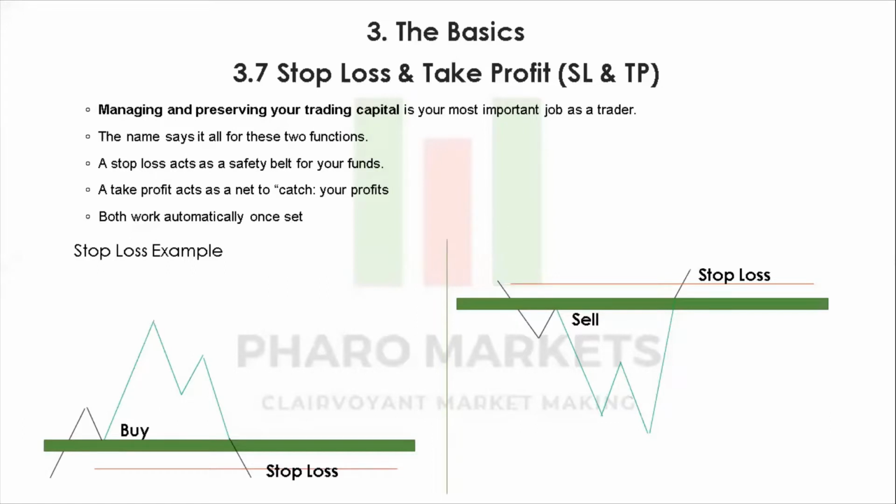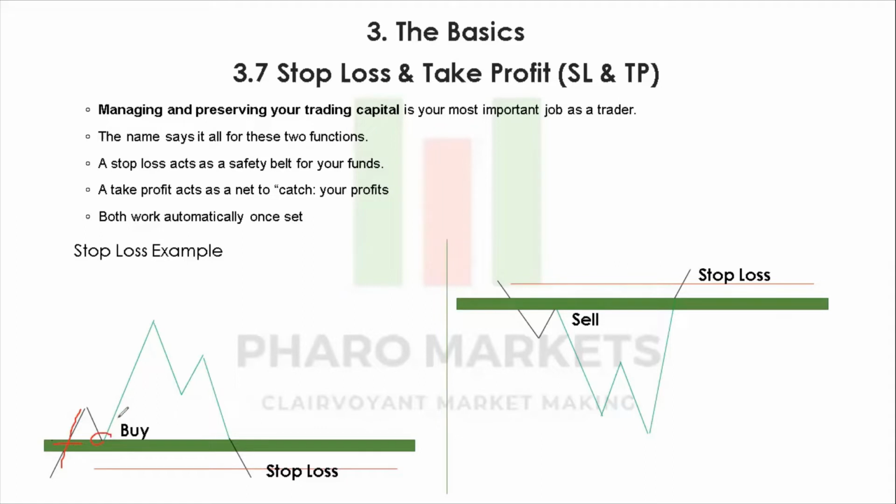Both of these options work automatically as stated right over here. A stop loss acts as a safety belt for your funds, and take profit acts as a net to catch your profits. So look at the example over here. This is a stop loss example. Say we enter a trade, we look at price, and we see price is trading up over here. Now this is as I explained in the previous video. If price goes up to this point, this is the resistance. Now price breaks above and then retests. Now resistance becomes support, and let's say we buy the support and then we go up into profit, right?